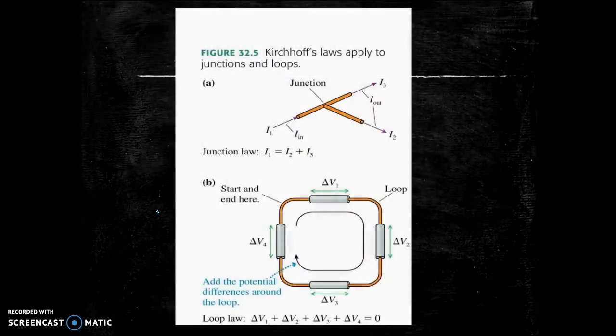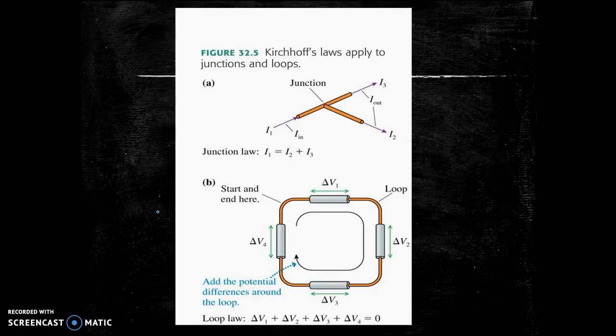This figure again illustrates the application of the loop and junction rule. So figure A shows the current in, which is I1, and the currents out, I2 and I3. Therefore, I1 equals I2 plus I3.